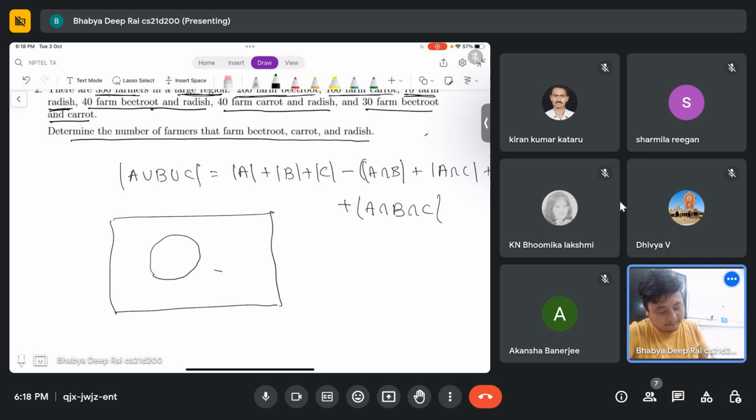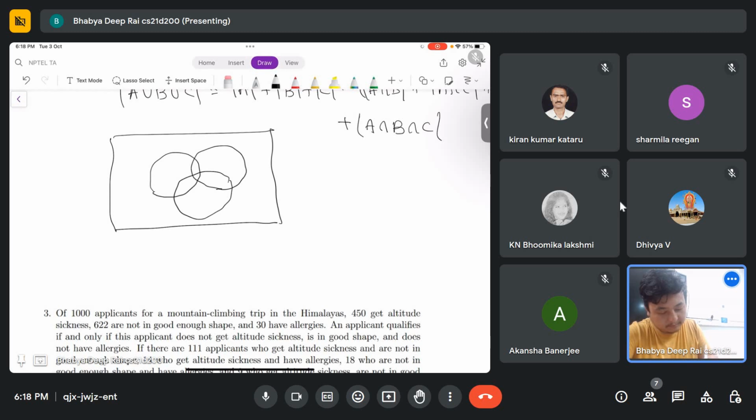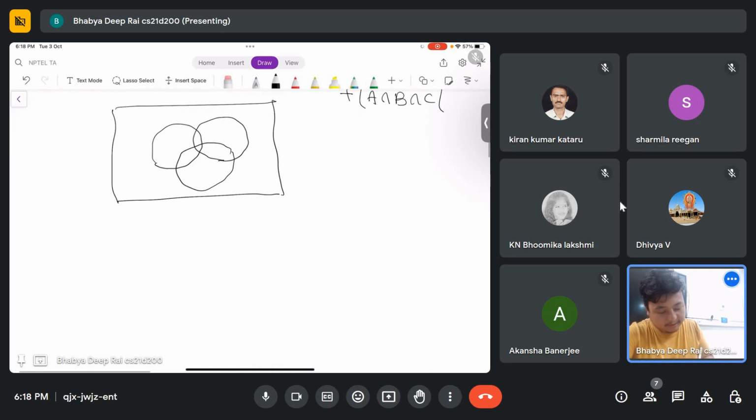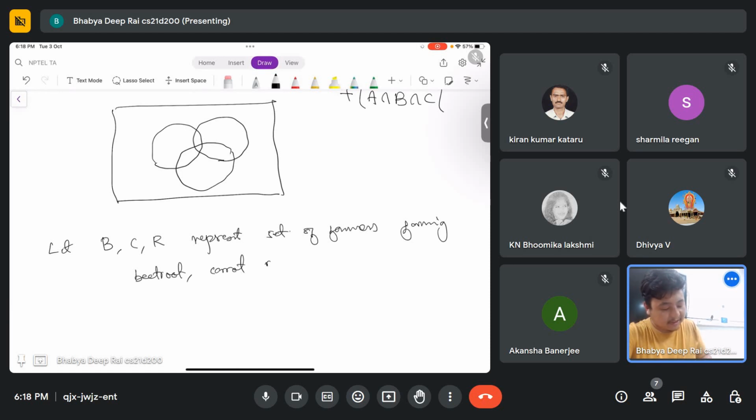So what are the vegetables? Beetroot, carrot, and radish. Okay, B, C, R represent the set of farmers farming beetroot, carrot, radish, respectively. So this is B, this is C, this is R.